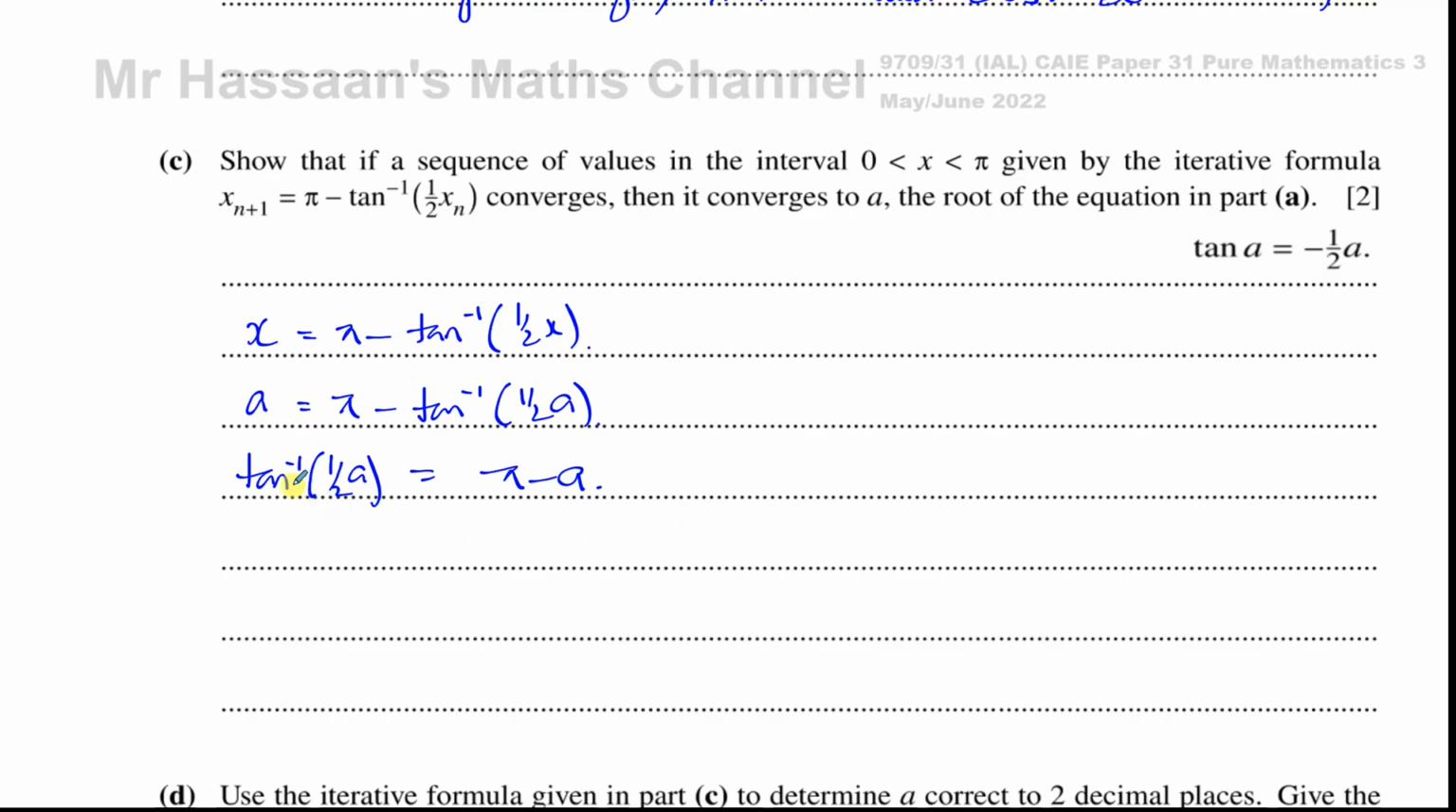Okay, and now if I have the inverse tan of a half a equals pi minus a, then if I take the tan of both sides, a half a is going to equal the tan of pi minus a. Get rid of the inverse tan by taking the tan of both sides. All right, so now I have a half a equals tan of pi minus a. So we've got to find what tan of pi minus a is.